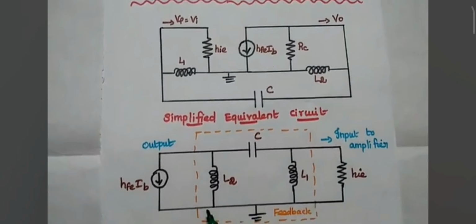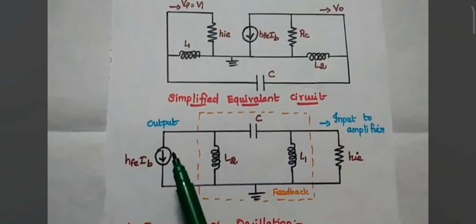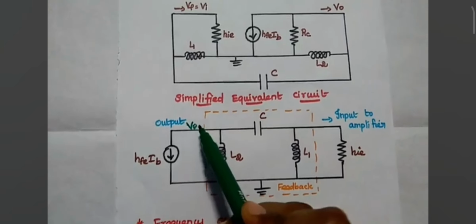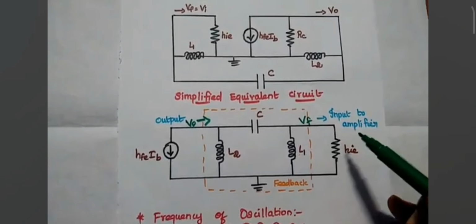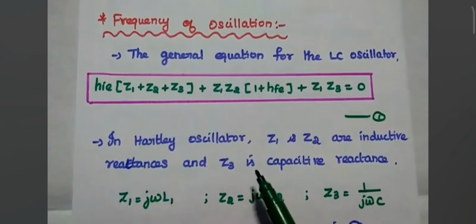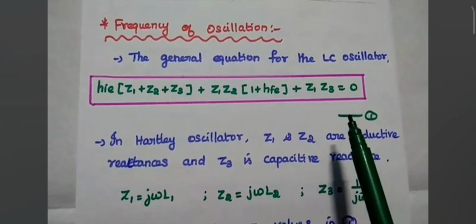From this we can get the simplified equivalent circuit. In this case, we have to take the output this side. So we have to consider that in the feedback network, V0 is given as input across this L2. Then we can get the feedback voltage from this L1 and give it as input to the amplifier. Next, we are going to derive the frequency of oscillation in the Hartley oscillator.